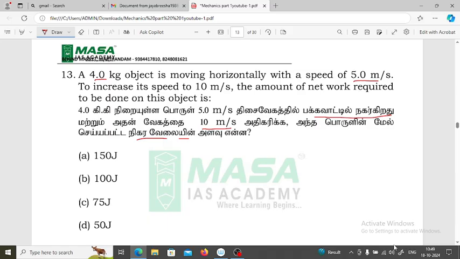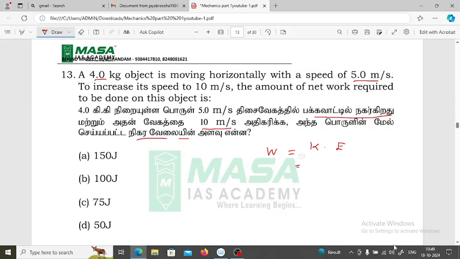Question, listen carefully. The speed varies. Speed varies from 5 meter per second to 10 meter per second. So here work done is considered as kinetic energy. If the velocity changes, the object moves. So the work done is said to be kinetic energy.